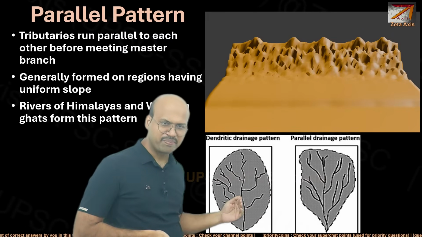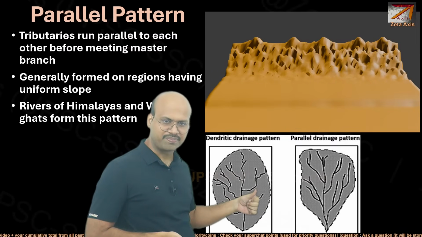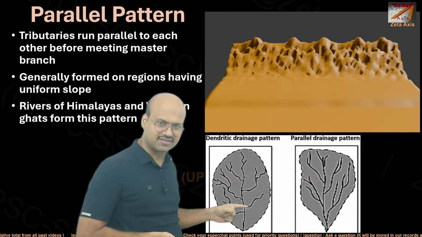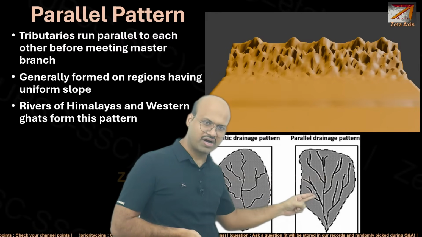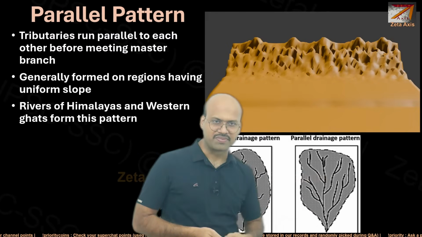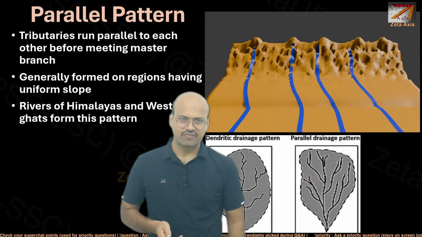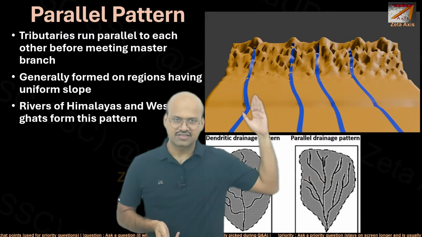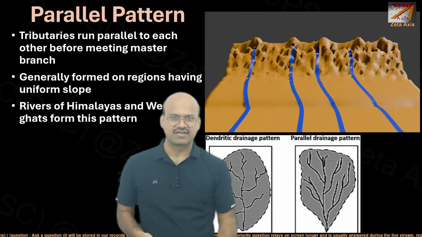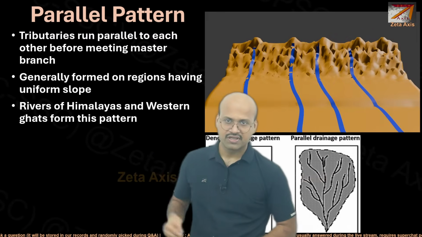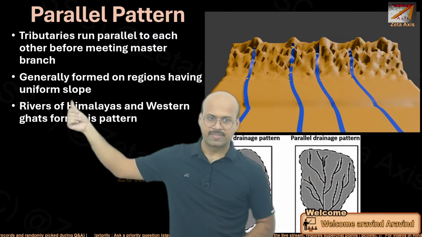Now there is not much difference between both of these, but here you will see that the sub branch can come from various directions. However, here they more or less originate and flow in a consistent direction and then meet the main branch. Even here we can see that for this topography, earlier we saw the dendritic pattern, but here they will flow in a parallel direction from the slope and then meet downstream somewhere. So these are generally formed on regions having uniform slope.